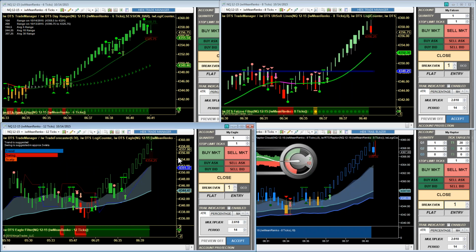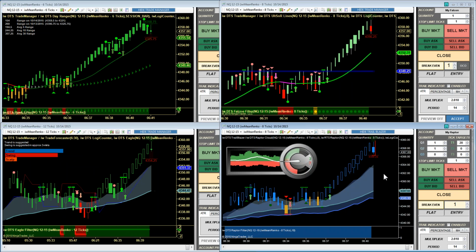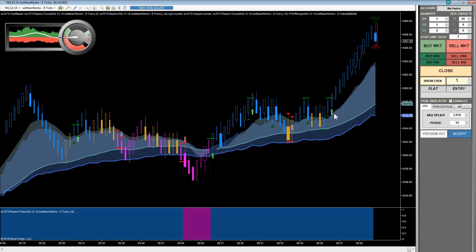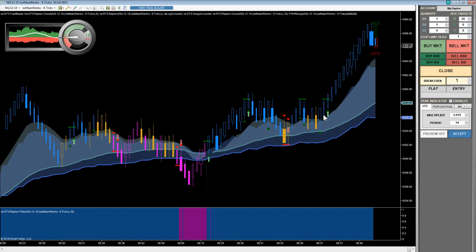Had signals on the Hawk, the Falcon, the Eagle, and here on the Raptor we also had a hard edge bounce right here. That looks like it probably would have tripped approximately the same time as the Eagle signal was building.